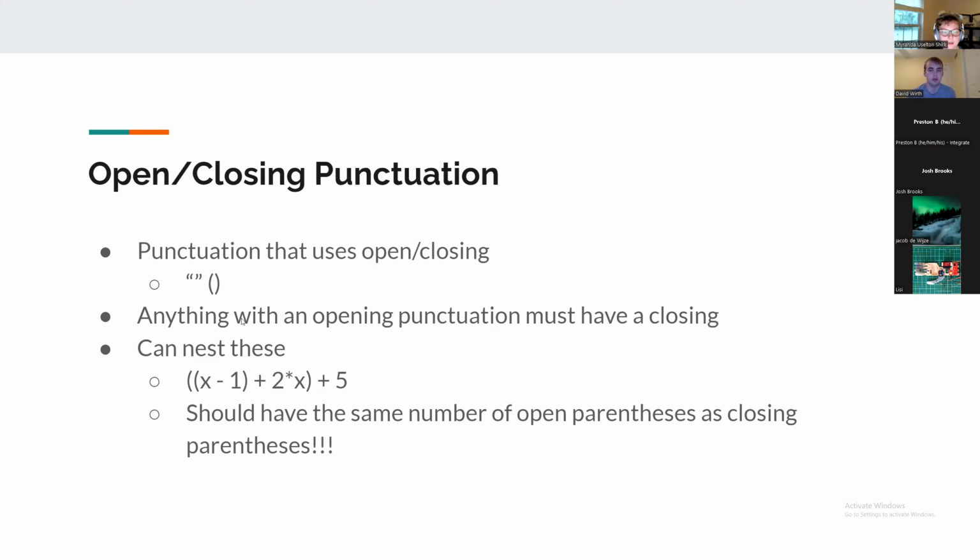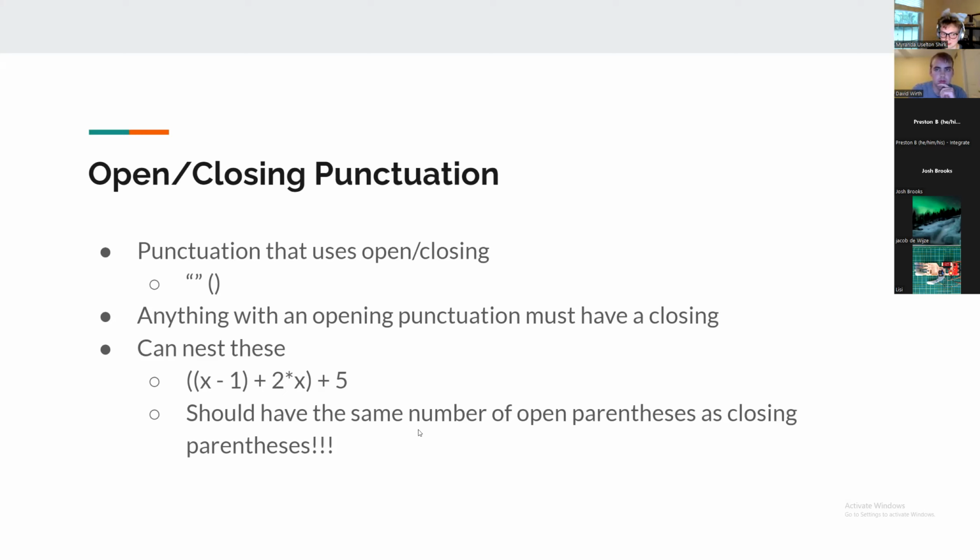So just make sure that you remember to have both of these matching and that it's ending in the place you want it to. Anything with an opening punctuation has to have a closing, and really watch out for these if you're doing something like nested parentheses. So with this, I have this mathematical statement where I have x minus 1 plus 2 times x. This whole phrase is in parentheses. It's really important where this closing parentheses ends up. And then this whole thing plus 5.